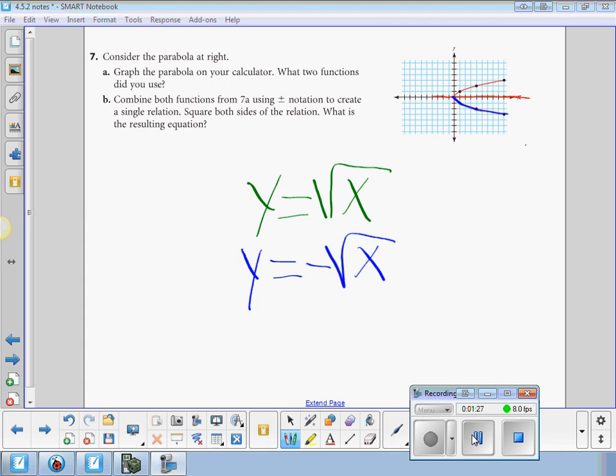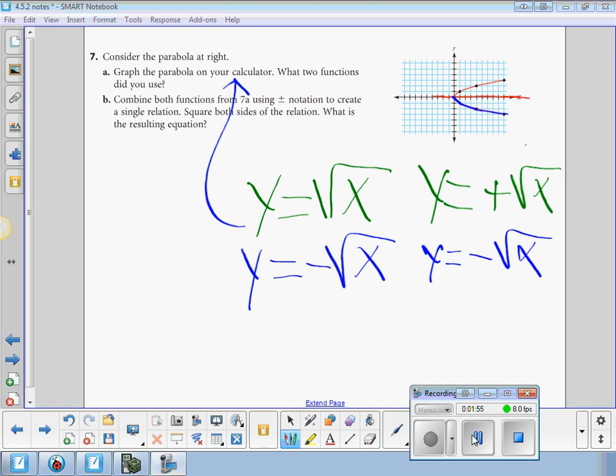What two functions did you use? Those two functions. In part B, they want you to try to combine those two equations into one sentence using this plus-minus symbol. So how do you do that? For the first equation, you can think of it as being y equals the positive square root of x. And if the bottom equation is y equals the negative square root of x, you can combine the top and bottom equations as y equals the positive or negative square root of x.